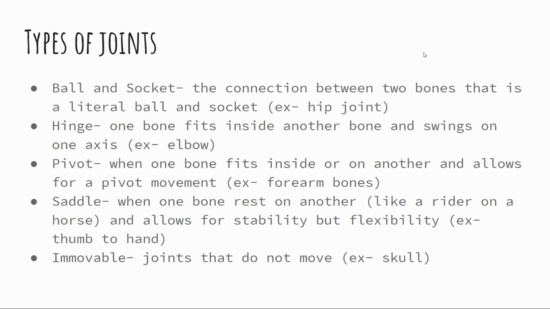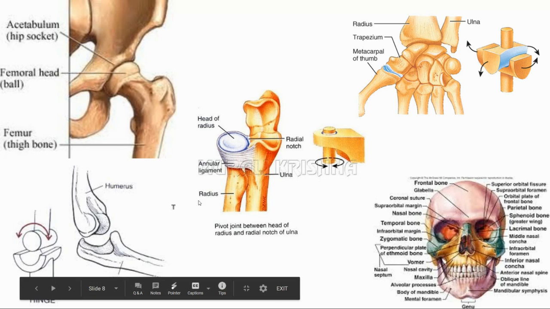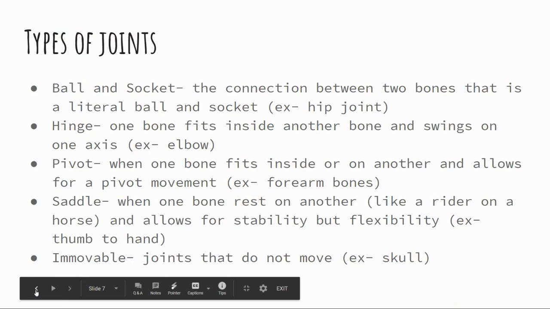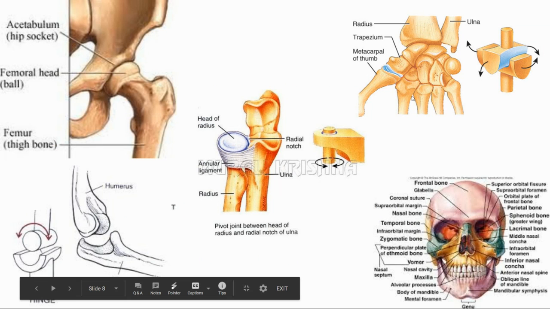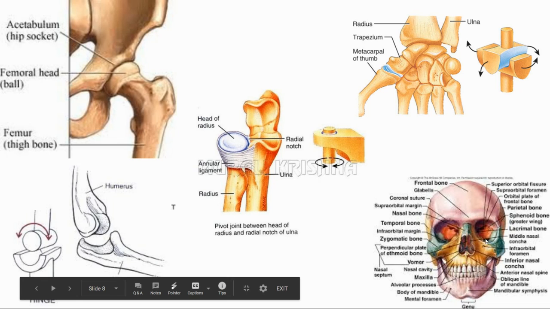They don't move. So you can see the ball and socket joint here, the hinge joint here. The middle is going to be the pivot joint, which sits on top and kind of is inside and just kind of moves around. This is your, well, I'm drawing a blank here. Your saddle joint. I'm sorry, I called it the rider joint, but I knew that wasn't right. The saddle joint, much like a rider on a horse, and then your immovable joints, the different bones that make up a skull.